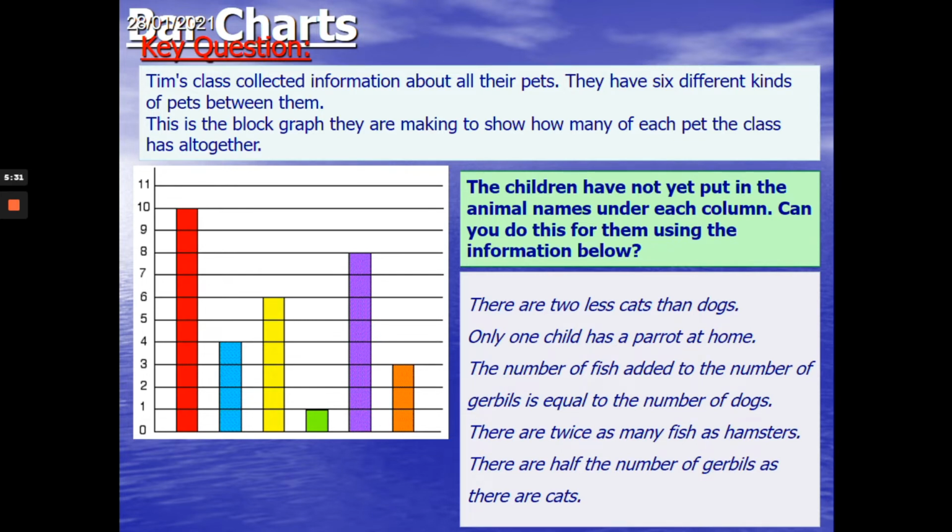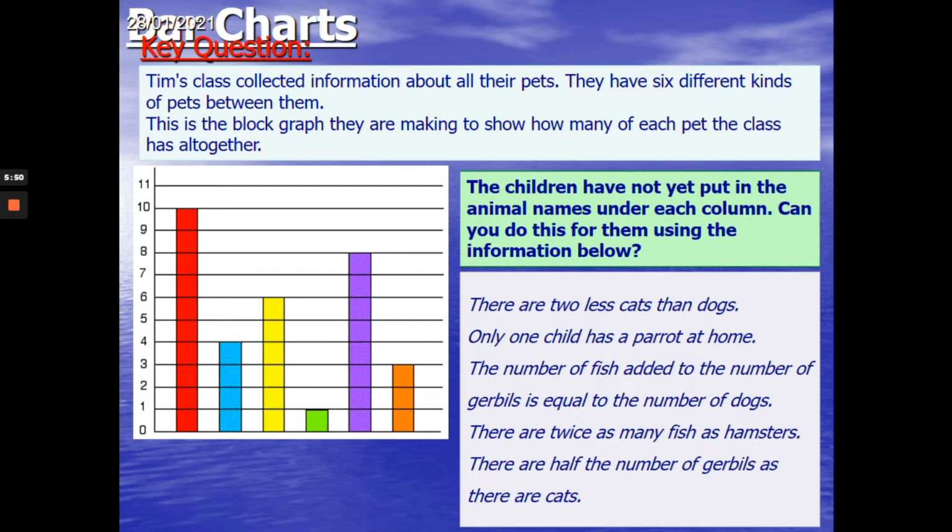So Tim's class collects information about all their pets. They have 6 different kinds of pets between them. So this is from the previous information. I've made this one up. This is the block graph you are making to show how many of each pet the class has altogether. The children have not yet put in the animal names under each column. Can you do this for them using the information below?